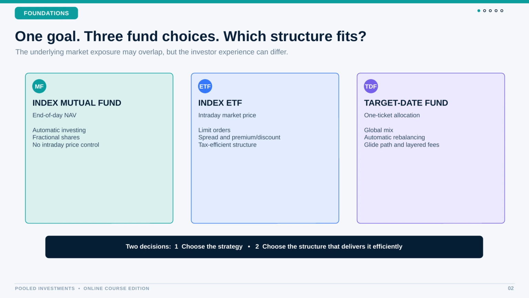This chapter asks you to choose at two levels. First, what investment strategy fits the goal? Second, what structure delivers that strategy efficiently? The wrapper is not the investment idea, but it changes how the idea reaches your account.